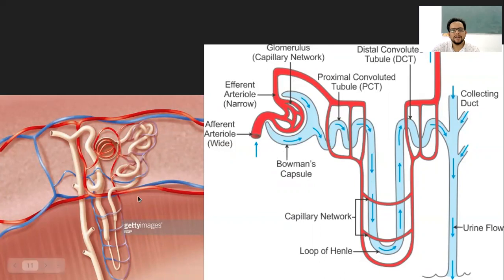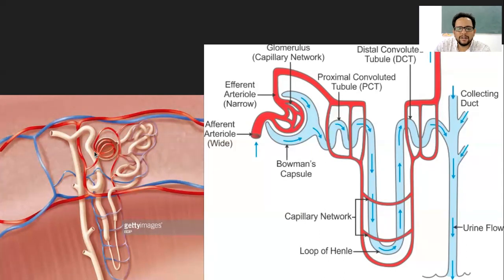Now, if you look at the real image, this is not a real image, but it is quite a good representation of how it looks in reality. In this, you can see the capillary network. If you look here closely, you can see these red blood vessels. One of them is branching out from here, and it is entering the glomerulus network, right? And there is the other exiting one, which is taking the blood away from the glomerulus.